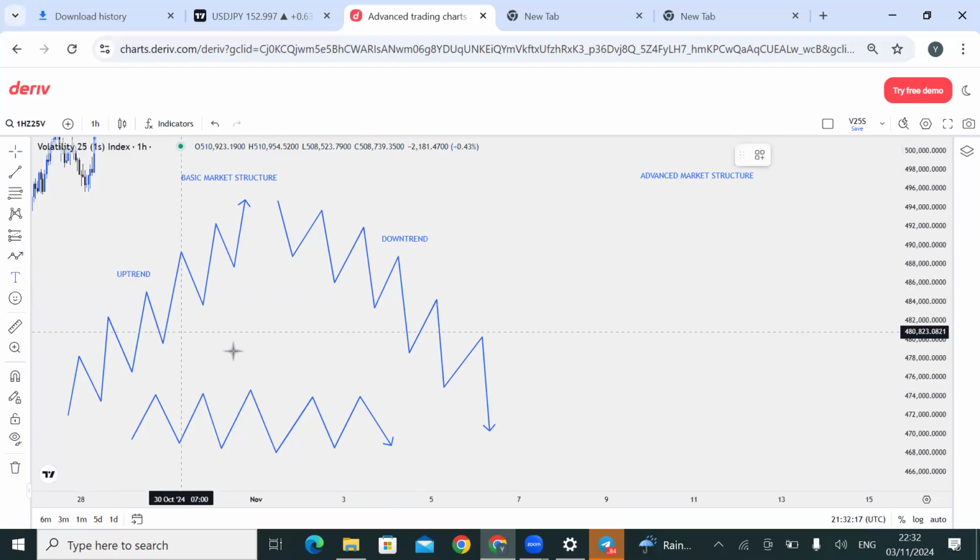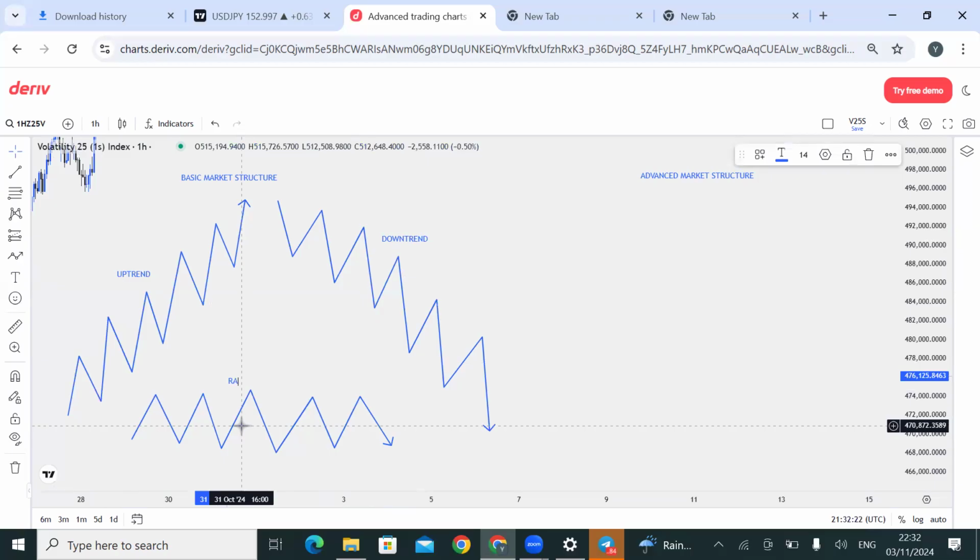Consolidation. Consolidation or ranging market. Yeah, that is a ranging market. So we have an uptrend, we have a downtrend, and we have consolidation, a ranging market. Ranging market means it's consolidating.